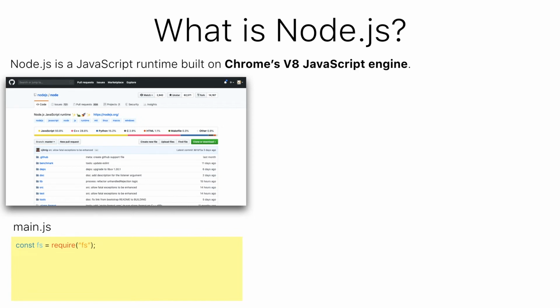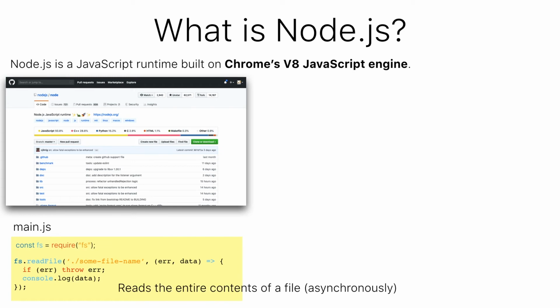Okay, so when we require the fs module or the fs package, what gets stored in the fs variable is essentially just a giant object. And to that object, there are a bunch of really, really useful functions attached to it. And so here I'm using one of those functions, which happens to be called readFile. And all this code does is it reads the entire contents of a file, and if it encounters an error, it lets us know what that error was. Otherwise, if it was successful, it just prints the contents of the file. That's all this is doing.